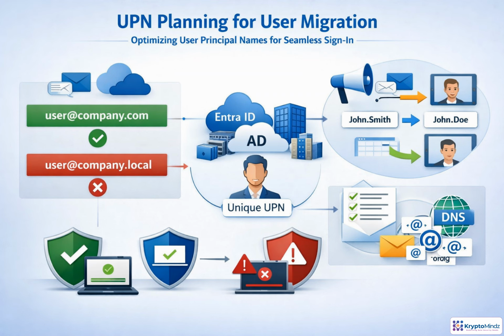UPN planning is really sign-in planning. Before migration, make sure users authenticate with a routable verified domain, such as user@company.com, not an internal suffix like company.local. Then check uniqueness anywhere the identity may exist: Entra ID, on-premises AD, other forests, and connected tenants. If the sign-in name changes, communicate early, because users experience that change immediately. Also, validate the supporting attributes: DNS domains, accepted domains, mail aliases, and proxy addresses. Small UPN mistakes can become sync failures, duplicate objects, or help desk spikes.